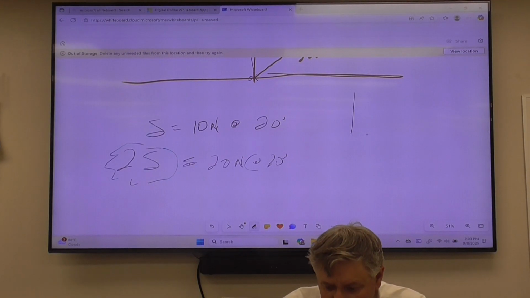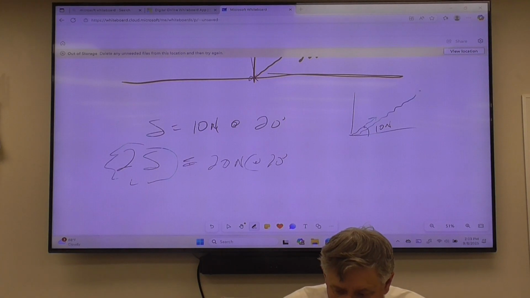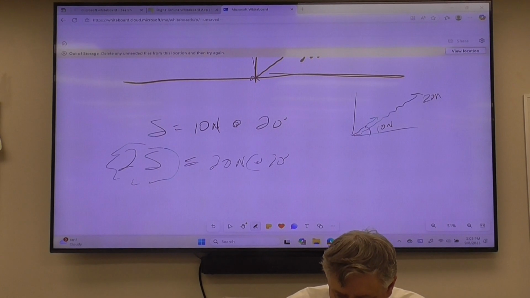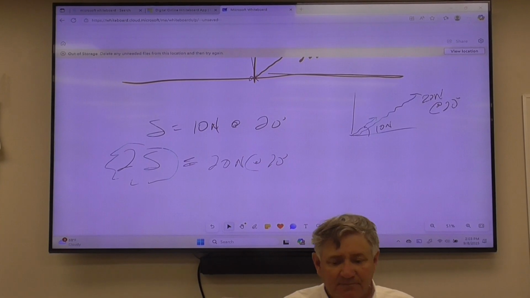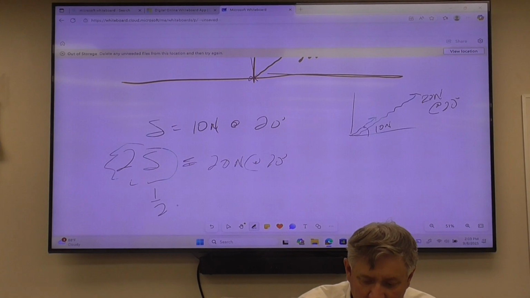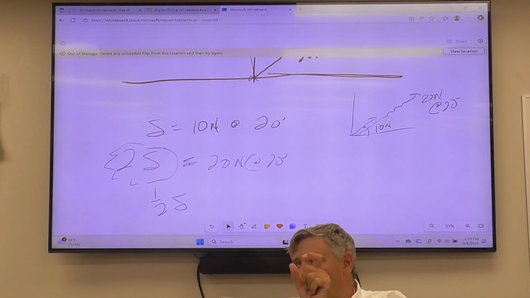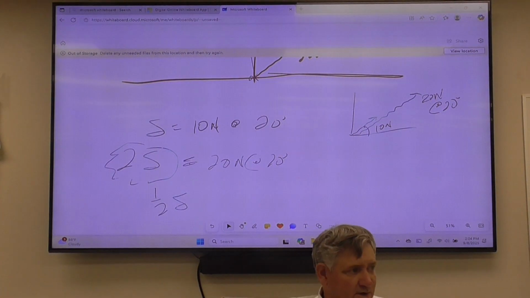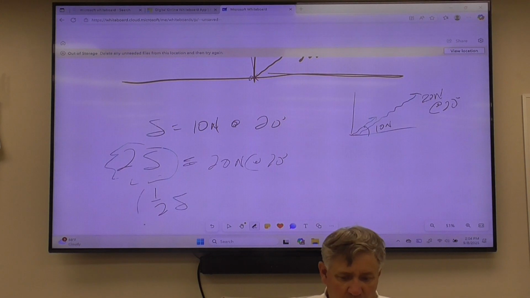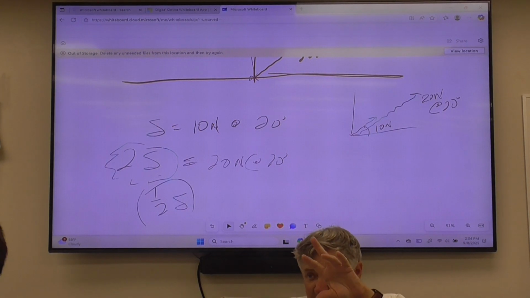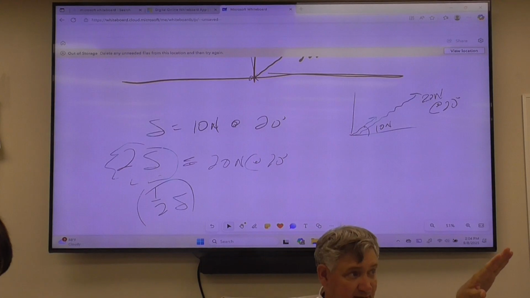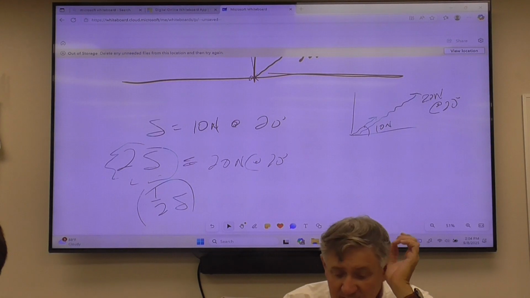So S would just be 10 newtons at 20 degrees. 2S would be 20 newtons at 20 degrees. It could be 1/2 S. If it was 1/2 S, you draw 5 newtons at 20 degrees. So whatever that factor is out in front, all that does is change the magnitude.